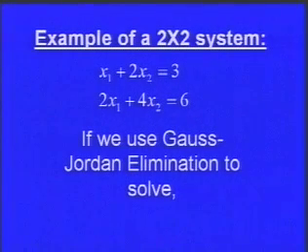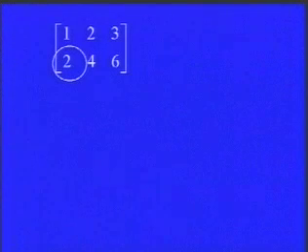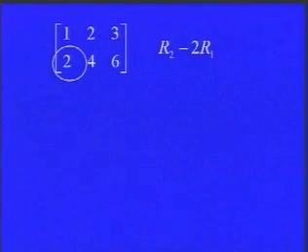If we use Gauss-Jordan elimination to solve that system, remember the first thing we do is put it into an augmented matrix. So let me do that. On the left side, as you see, I have the coefficients 1 and 2, and then 2 and 4. Those are also coefficients in the second equation. Now I want to eliminate the 2 that's in the second row. I have a 1 already in the upper left-hand corner, the 1,1 position, but I need that 2 to become a 0. The best way to do that is row 2 minus 2 row 1.